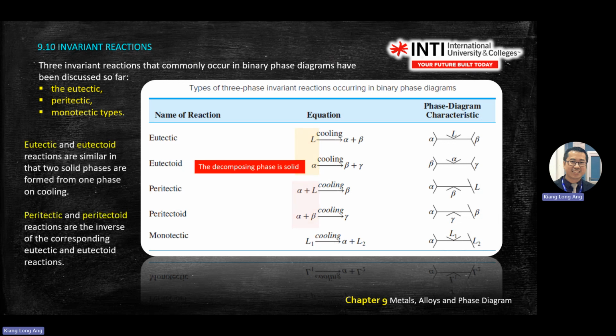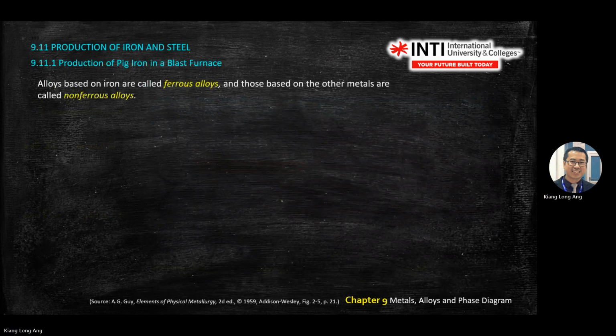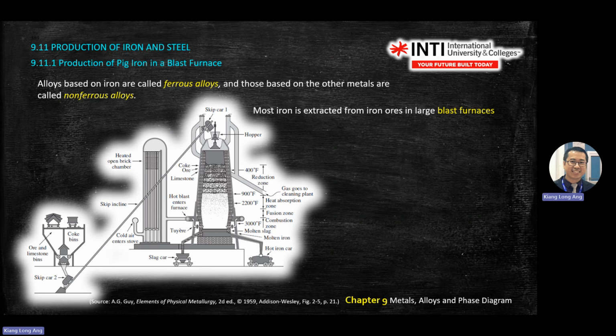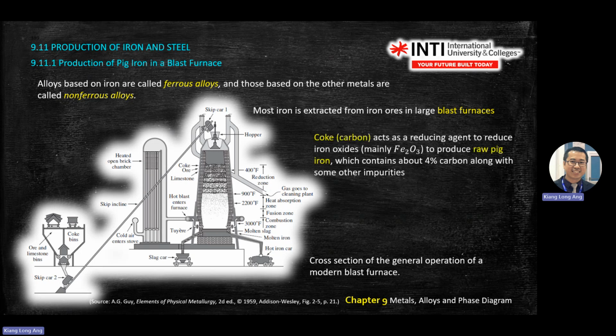So this one you read. These are the side notes. What are the differences between eutectic, eutectoid, and so on. Okay, these are the industrial processes. This one you read from the slide.